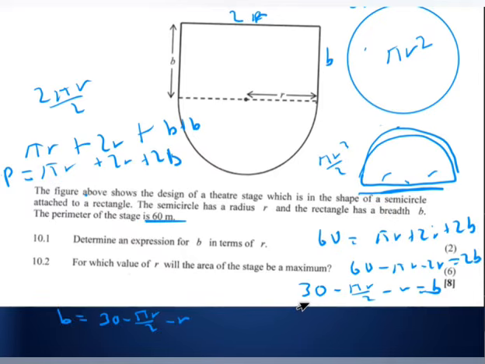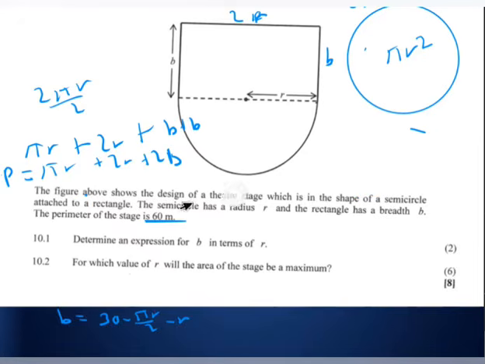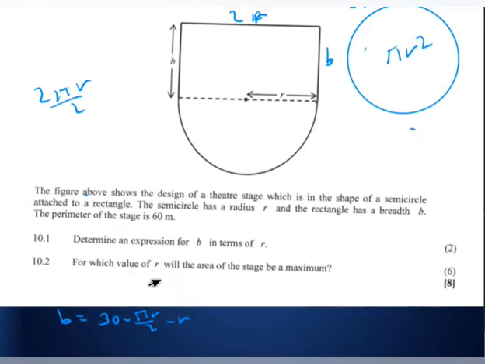Alright, let's go for the next question. Let's just erase this particular stuff. Alright, so now notice something, right? So the next question says, for which value of r will the area of the stage be maximum, right?